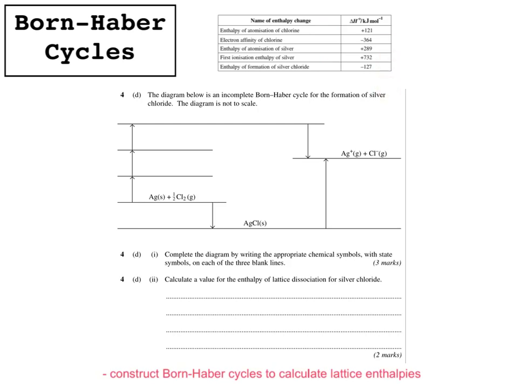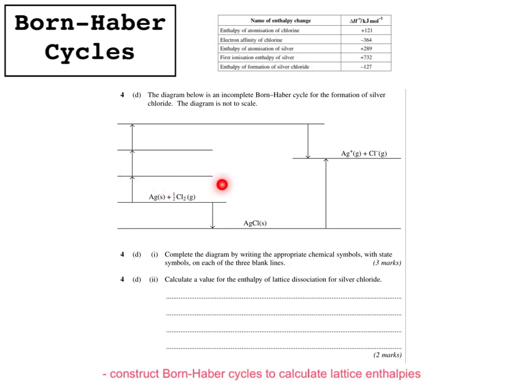So here we've got the enthalpy of atomization of chlorine, which is the enthalpy change when 1 mole of chlorine atoms is formed from gaseous chlorine. Electron affinity of chlorine, so that's where you add 1 mole of electrons to chlorine atoms to make chloride ions. Enthalpy of atomization of silver, so that's to make gaseous silver atoms from silver solid. First ionization enthalpy of silver, sorry. That is when you remove a mole of electrons from silver, and enthalpy of formation of silver chloride is where you form silver chloride from its elements in their standard states.